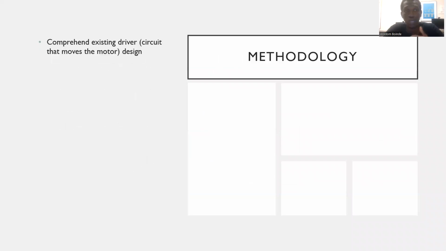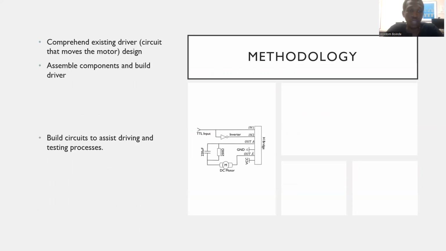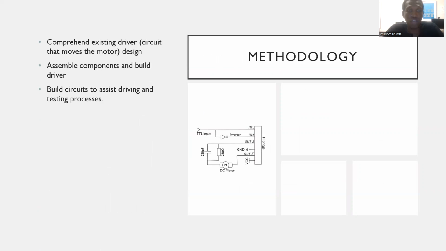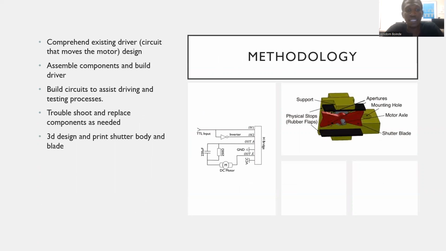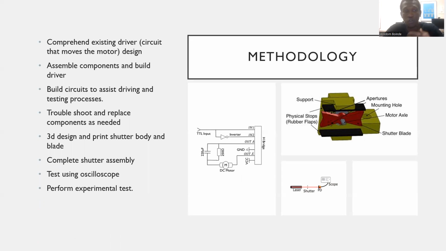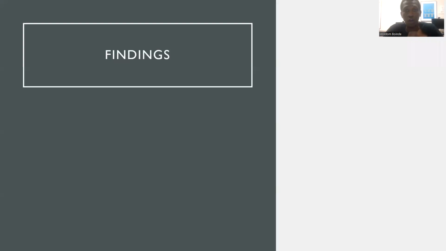To accomplish this, I comprehended the existing driver design. When I say driver, I mean the circuit that moves the motor. Then I assembled the components and built the driver, built circuits to assist the driving and testing process, and troubleshot and replaced components as needed. I then 3D designed and printed the shutter body and blade, completed the shutter assembly, and tested it using a scope.